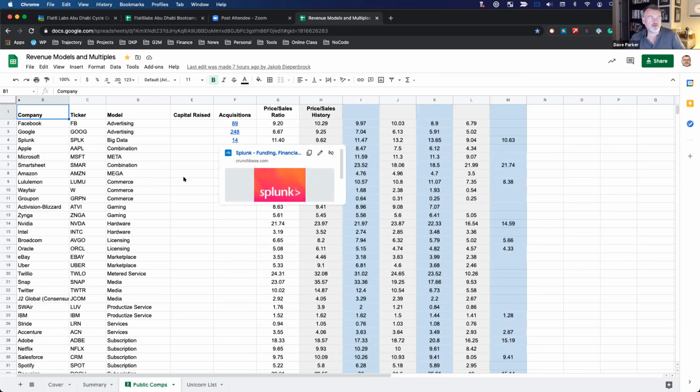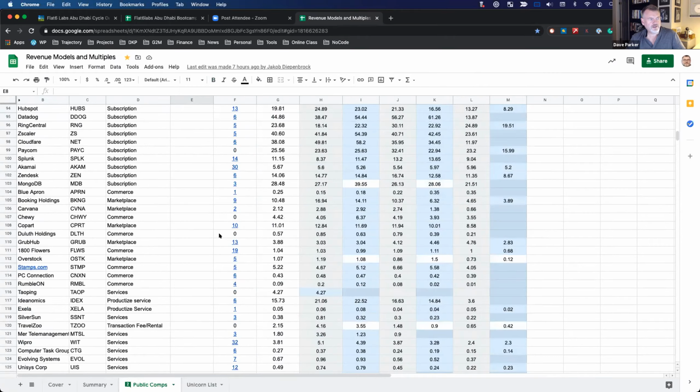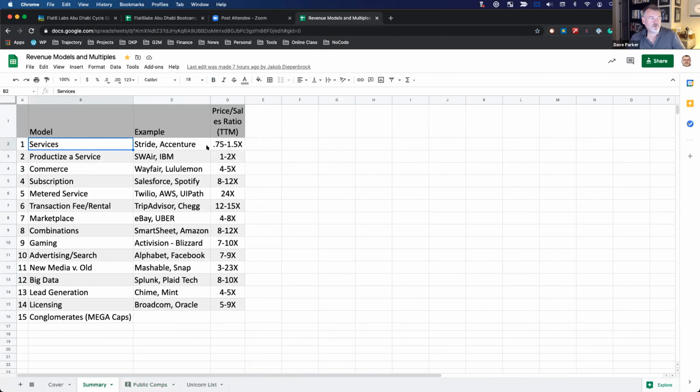Part of the thesis here is that at some point you're going to sell your company to an upmarket buyer. That upmarket buyer is likely public, and they have a multiple of revenue that is how they're going to value your company. So we pulled a list of about, it's growing now, about 300 companies globally, and then we put them into a summary. In the services multiple, a $1 million services business is going to sell between $750,000 and $1.5 million. You'll see down here that Snap versus Mashable: Mashable's revenue number is 3x revenue, but Snap's revenue number is 23 times revenues.